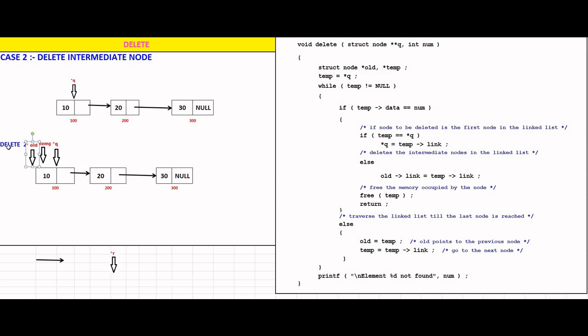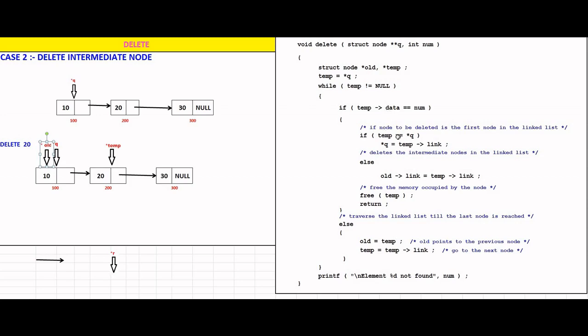Because of this line, temp will shift to the next node. Now old is having 100 and temp is having 200. Again we go to the while loop. Is temp null? No, temp is having 200. Again we check. Is temp of data equal to number? Temp of data is 20 and your data is 20. Yes, we found the node which is to be deleted. Then we come into that if statement.